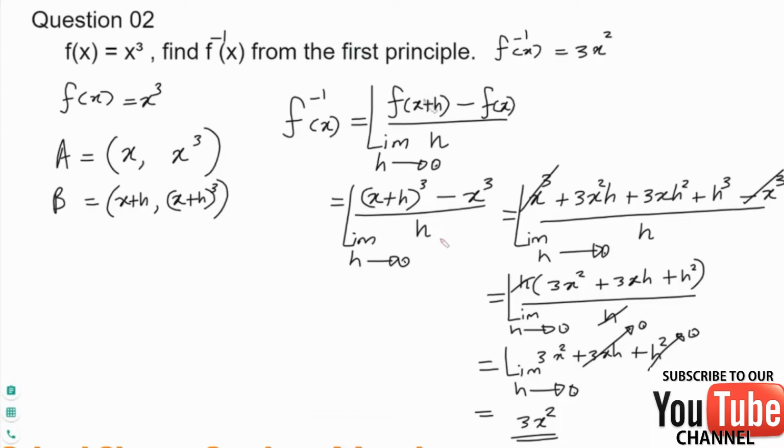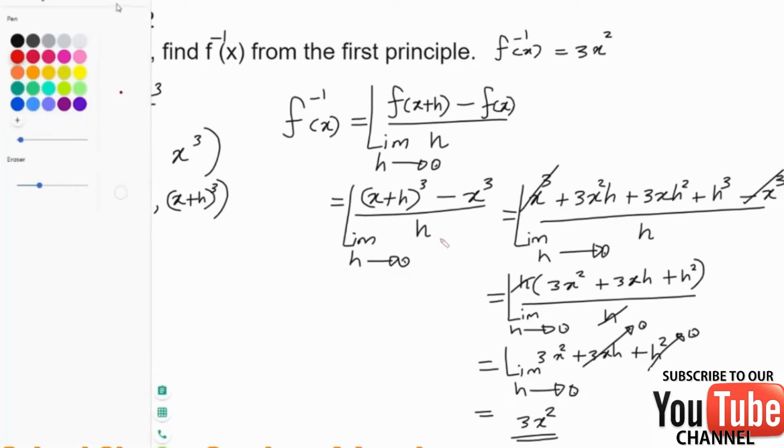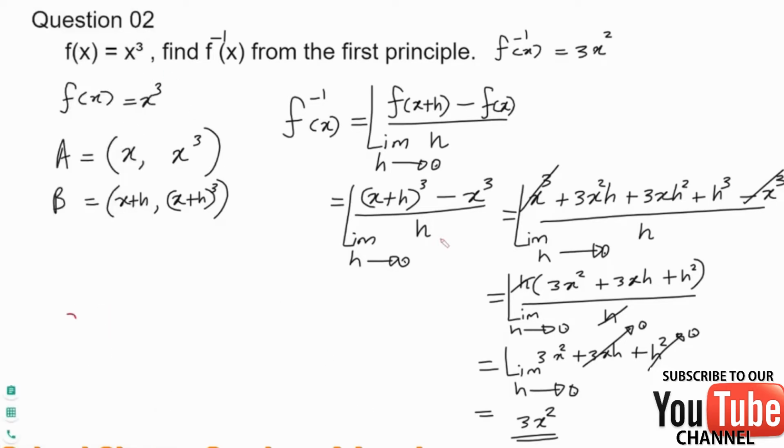I hope you understand the expansion. You need to understand how to expand. Let me explain to you. This is the general form of the binomial. If you expand (a plus b) whole thing cube, right? So you will end up with a cube plus 3a squared b plus 3ab squared plus b cube. You may need this algebra knowledge to expand that (x plus h), then minus x cube.